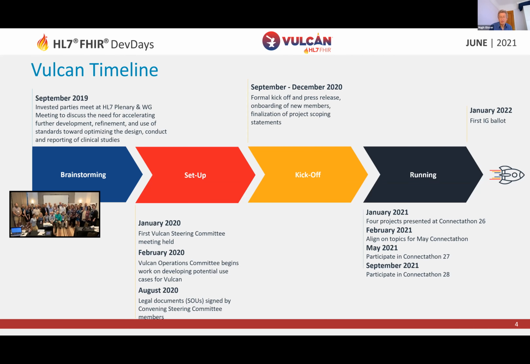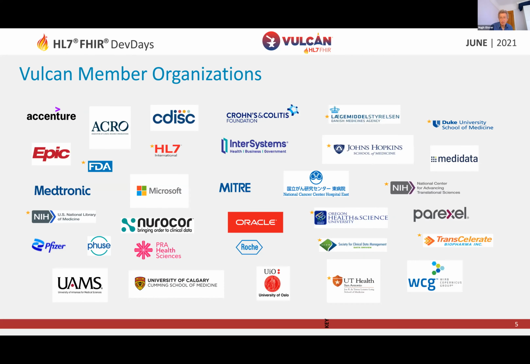Membership of Vulcan is across the board. So it comes from the pharmaceutical suppliers and the translational products and the biopharmaceuticals. It comes from the regulators. It comes from system vendors. It comes from the clinical research organizations, from academic medical centers, some universities, and some of the government-funded research groups.